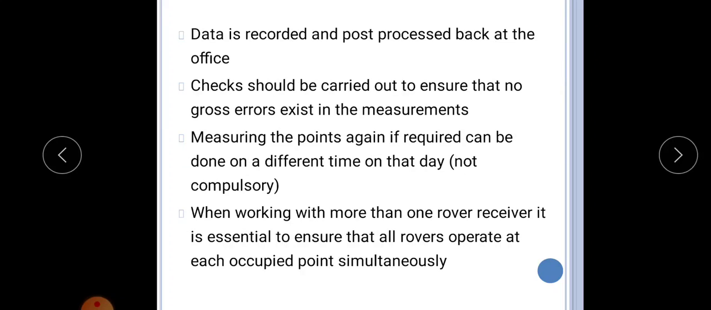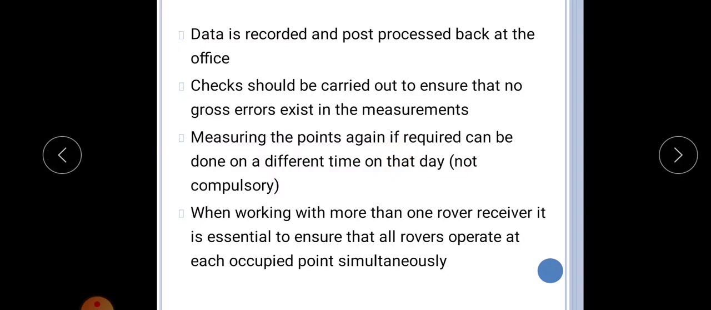Then data is recorded and post-processed back at the office. Then checks should be carried out to ensure that no gross error exists in the measurement. That is, there should be check for error, and measuring the points again if required can be done at a different time on that day. That is, if there is so much error, we can repeat the process, and it should be done at a different time on the same day.